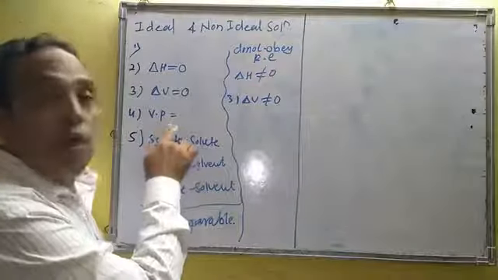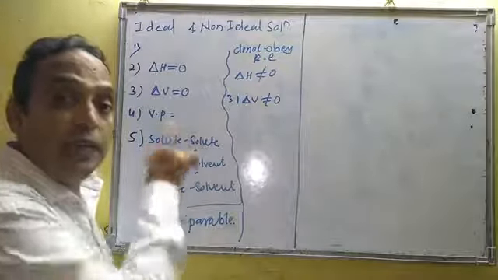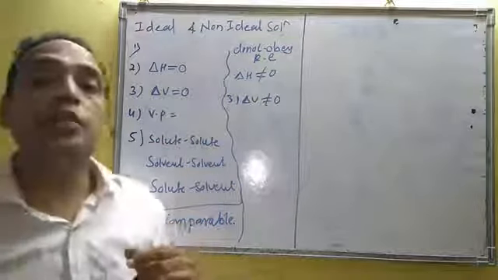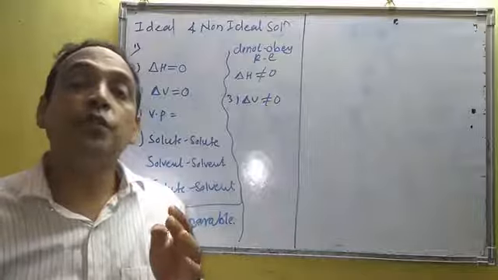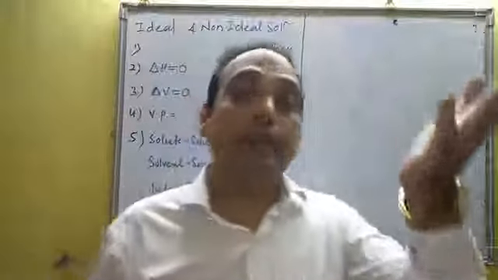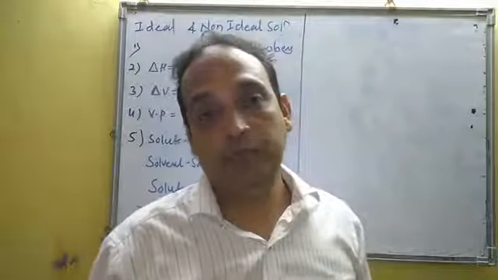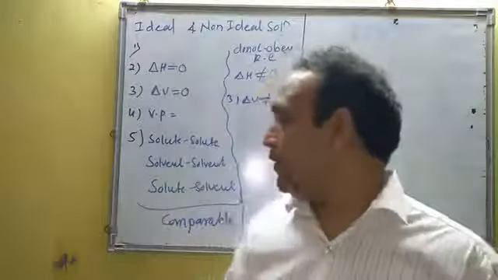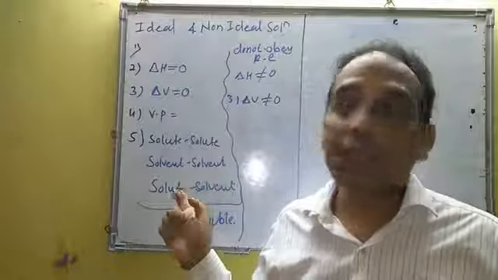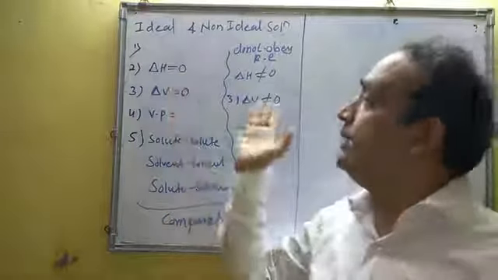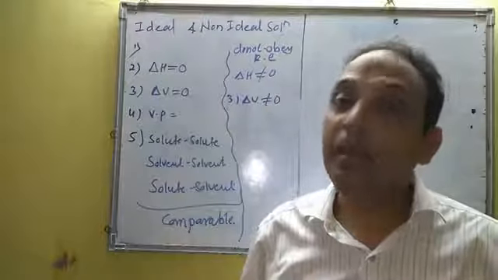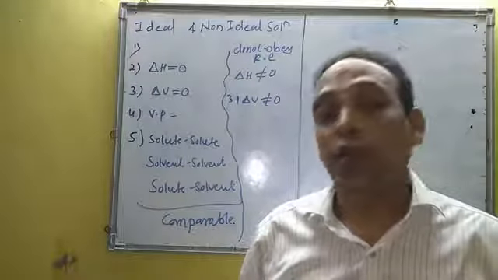Now here in ideal solution, vapor pressure lies between the vapor pressure of pure components. Non-ideal solution में क्या होगा? Vapor pressure of non-ideal solution will be either less or greater than pure component. उससे कम या ज्यादा रहेगा. और ये जो इंटरेक्शन रहेंगे ये सेम नहीं रहेंगे, कॉम्परेबल नहीं रहेंगे. Okay, so this is the difference between ideal solution and non-ideal solution.